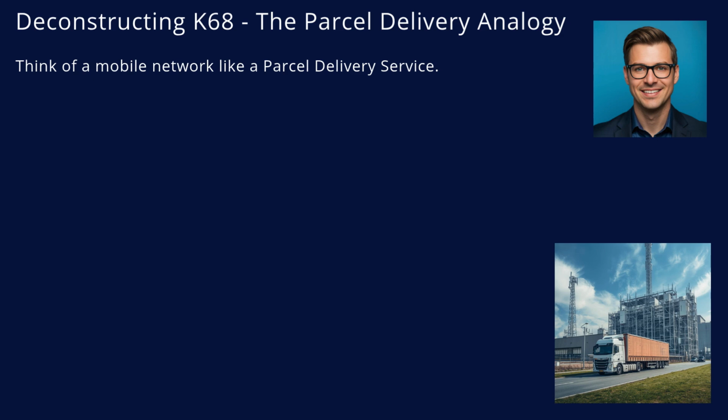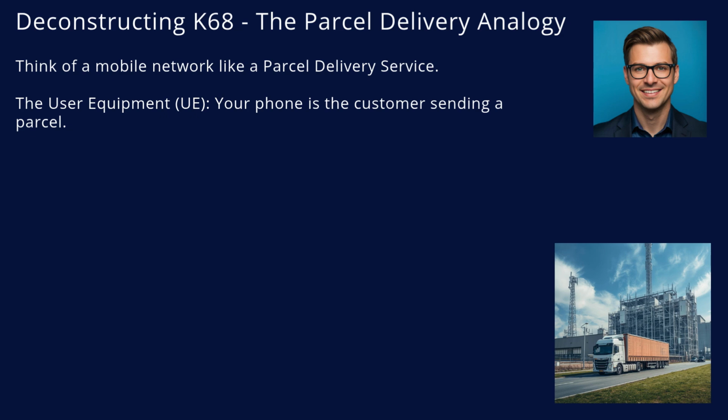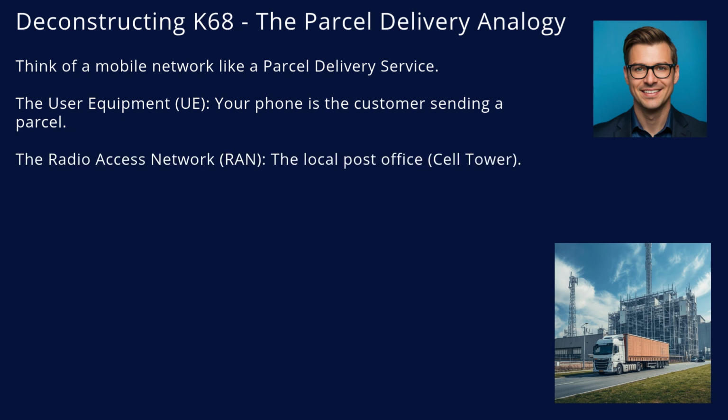Mobile networks are full of confusing acronyms, so let's use an analogy, a parcel delivery service. First, you have the user equipment, or UE. That is your phone or tablet. You are the customer trying to send a parcel, data. Next, you have the RAN, or radio access network. This is your local post office, the cell tower you see on the hill. Its job is to take your parcel wirelessly.